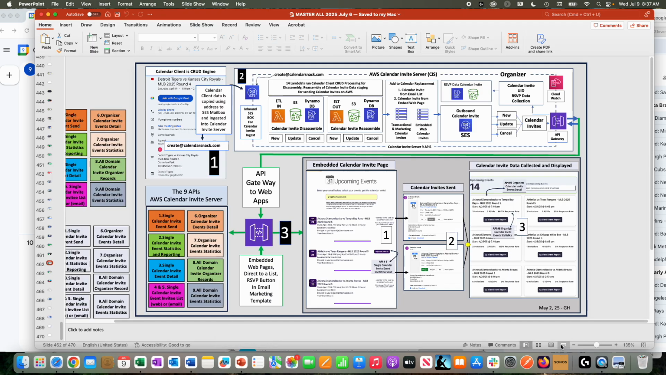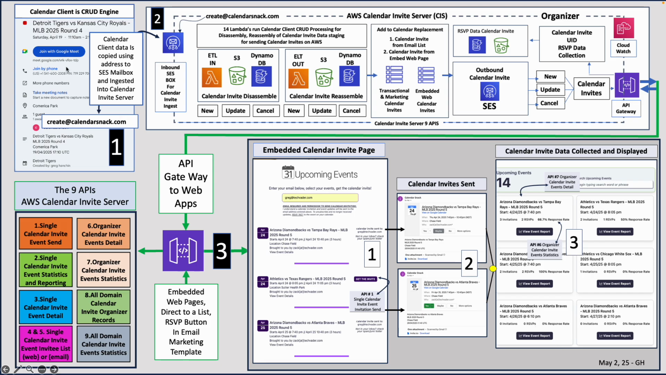This pipeline, which I just showed you live, updated some data here in the personal calendar. It flowed to the UID status of the AWS Calendar Invite Server. The Calendar Invite Server was talking to the APIs, and the APIs noticed an update, and we pushed the update data to the upcoming events page, and then downstreamed anyone who has received the calendar invite.